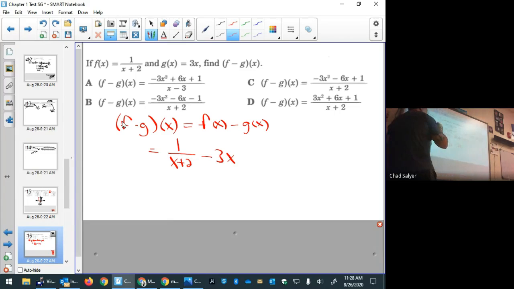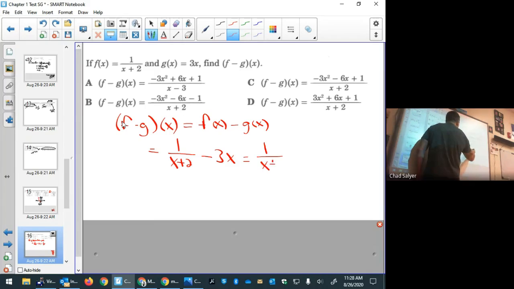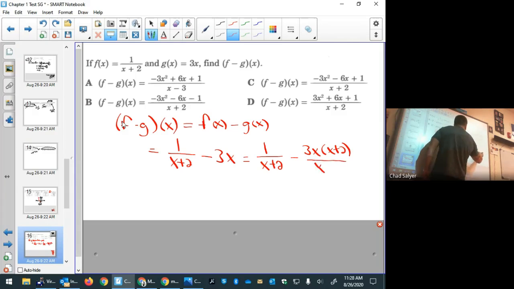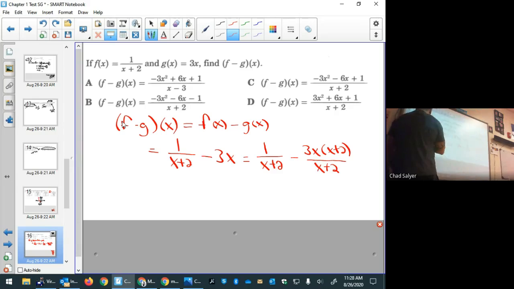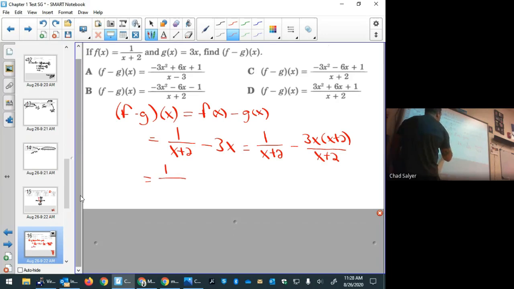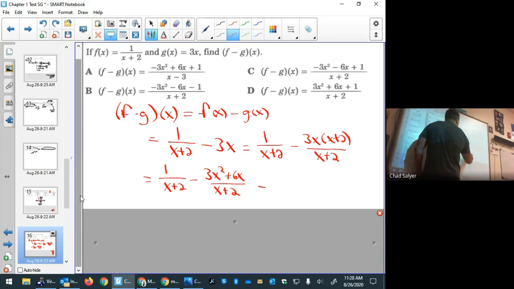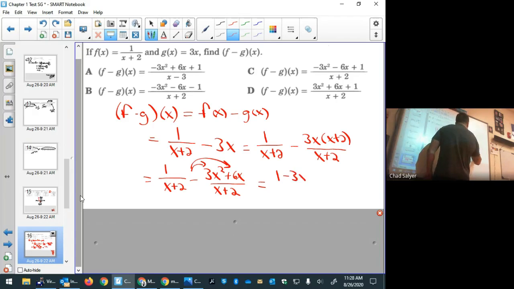So we've got two terms here and they do not have a common denominator. So clearly based on these answers, I need to combine these two into one single rational expression. And I'm going to do that by making them have a common denominator. So I'm going to multiply top and bottom by that denominator value. And then I have 1 over x plus 2 minus 3x squared plus 6x over x plus 2. And then distribute this negative sign to both of these terms. So that's 1 minus 3x squared minus 6x over x plus 2.